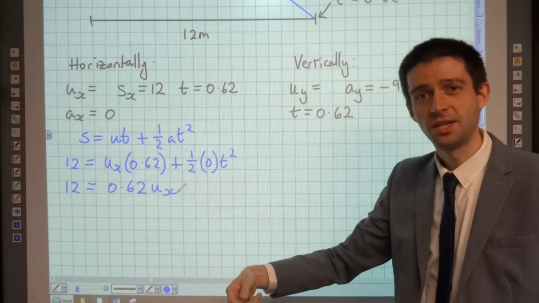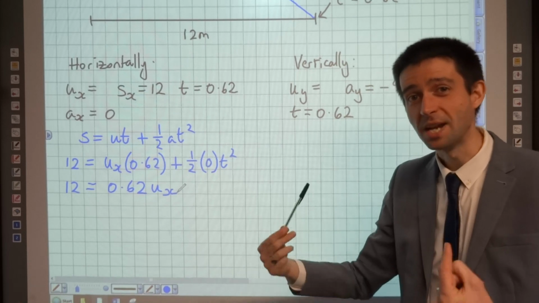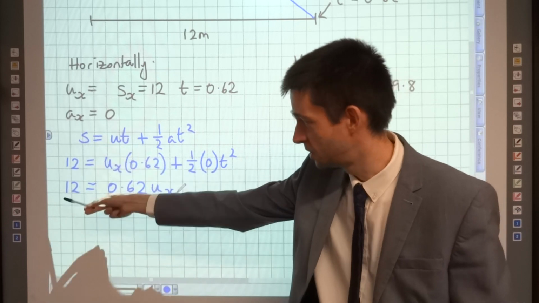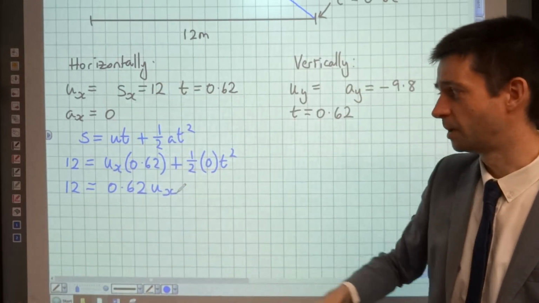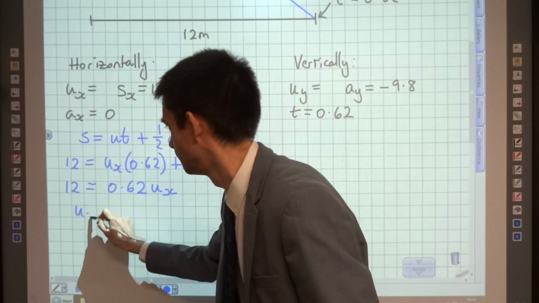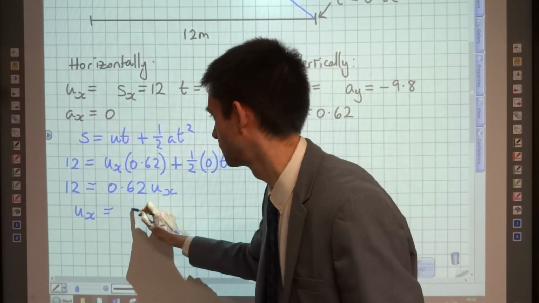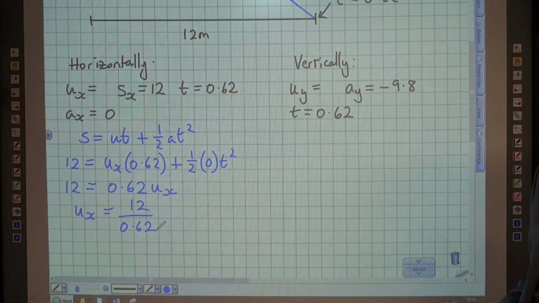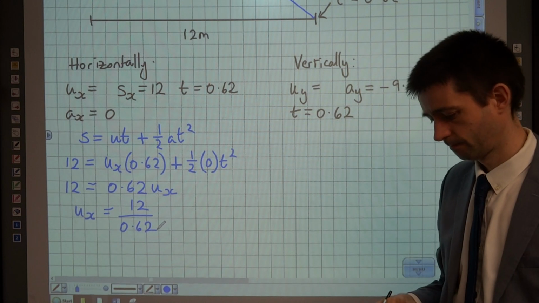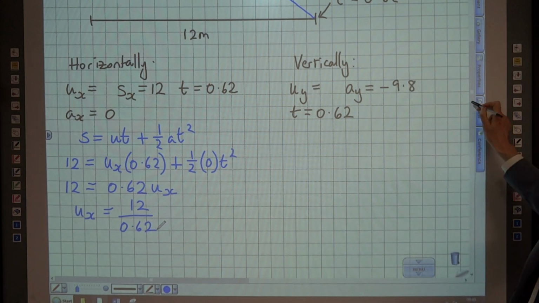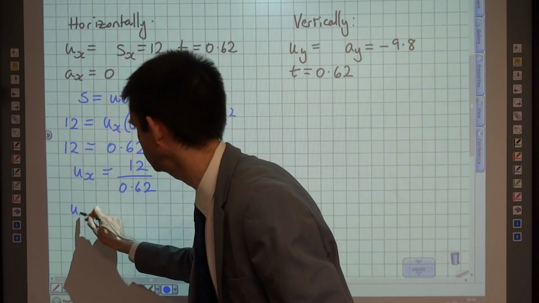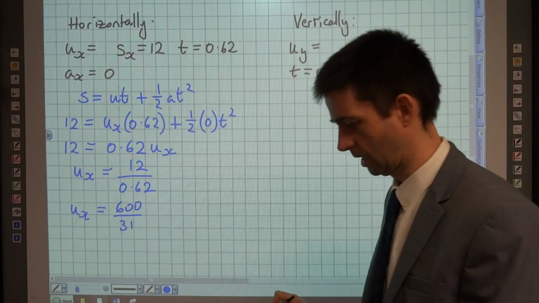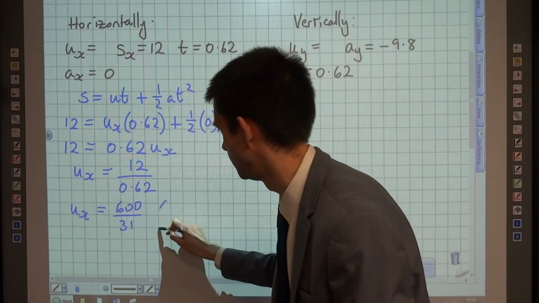You would be used to, from GCSE, saying speed equals distance over time. That really should be average speed. But in this case, because the speed doesn't change, we can just say that the distance is time multiplied by velocity. So we can say that ux, which is what we're trying to find, the speed of projection, is equal to 12 over 0.62, which comes out as 600 over 31, which to three significant figures is 19.4.